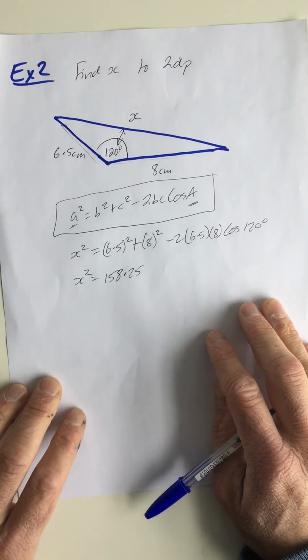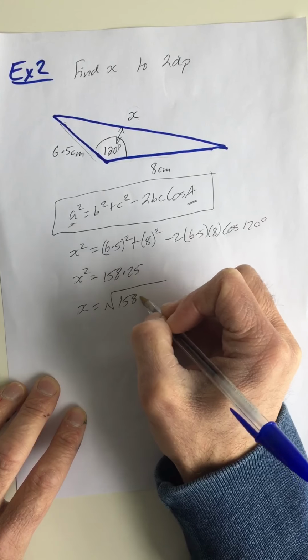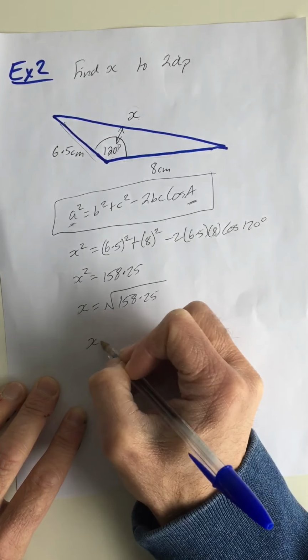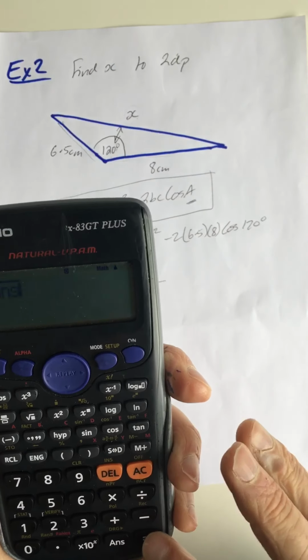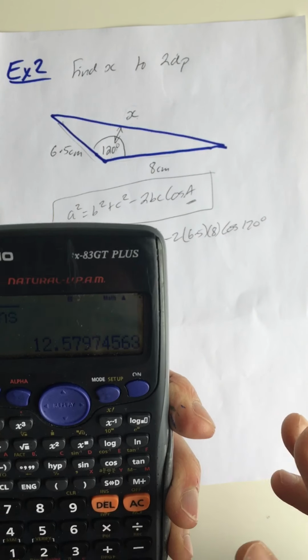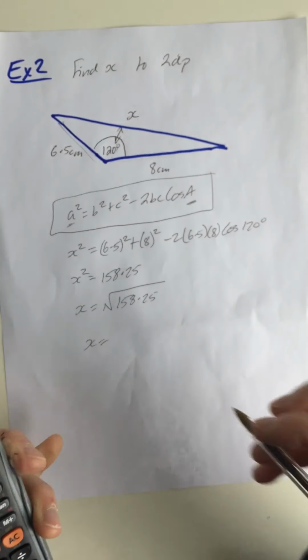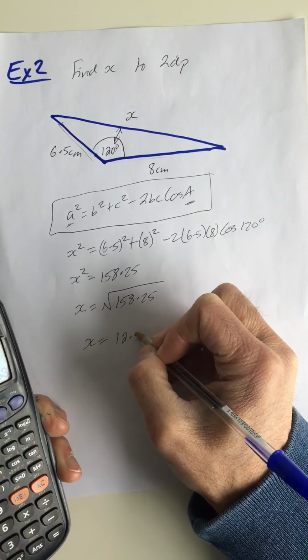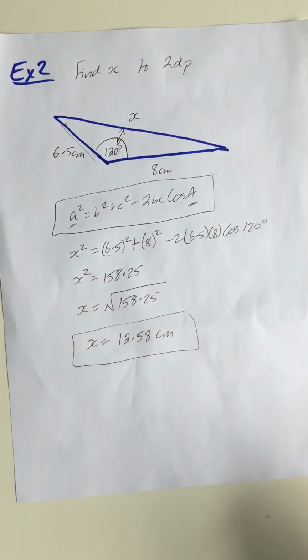Now that is x squared. I don't want x squared, I want x. So x is going to be the square root of 158.25. So I just get my calculator and I press the square root of my answer, equals, and I'm going to press the SD button, and it's 12.579. So to 2 decimal places, that's 12.58. And in this question it was centimeters. So there you are. There is the answer.